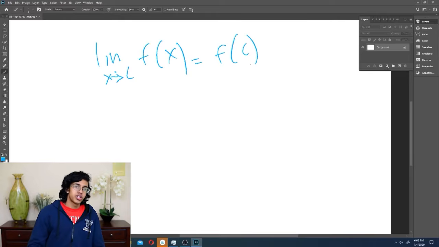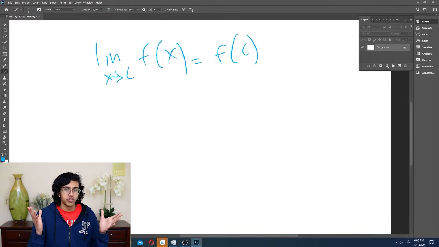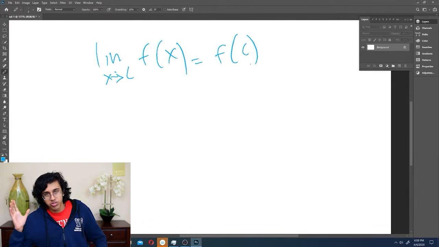But sometimes they like to spice it up and give you multiple functions. It's called a piecewise function, and you better know what a piecewise function is. But let's do an example problem.